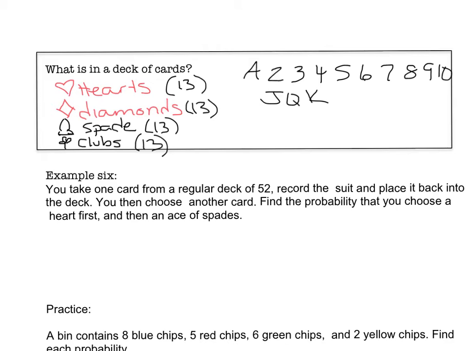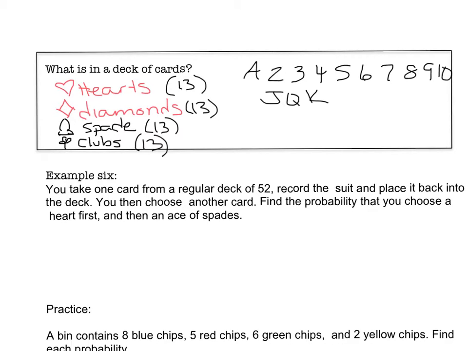There will be times too that you will be using a deck of cards. So here I just wrote down what's in a deck of cards. You have hearts, where you have 13, you have diamonds, there are 13 of them, you have spades, clubs, and then you always have an ace. You have an ace in each of the suits, numbers 2 through 10, and then a jack, queen, king. So make sure that you write that down so you have that to reference.